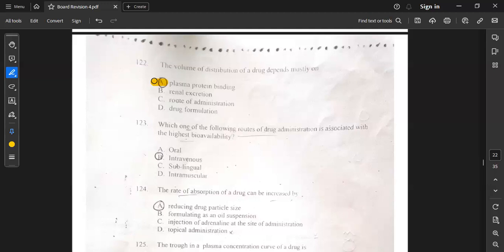Can we go with IV, Emma? Yeah, I think so. Okay, Shrina, you can mark IV, intravenous B.